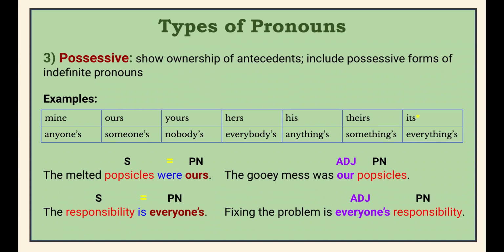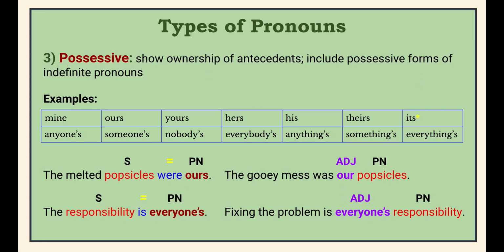Let's look at a couple more examples of comparisons between possessive pronouns and possessive adjectives. In the first sentence, the melted popsicles were ours. Ours is a possessive pronoun acting as the predicate nominative because it renames the subject popsicles and follows the be verb were. But in the second sentence, the word our is acting as an adjective to the noun that it's placed right next to, popsicles.